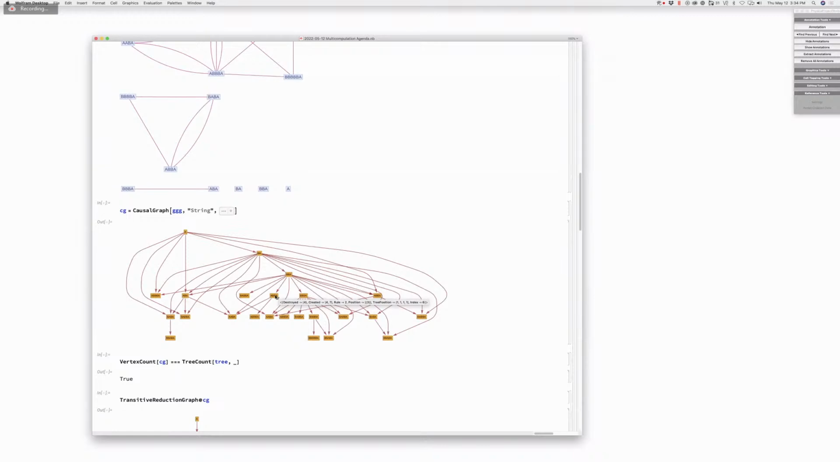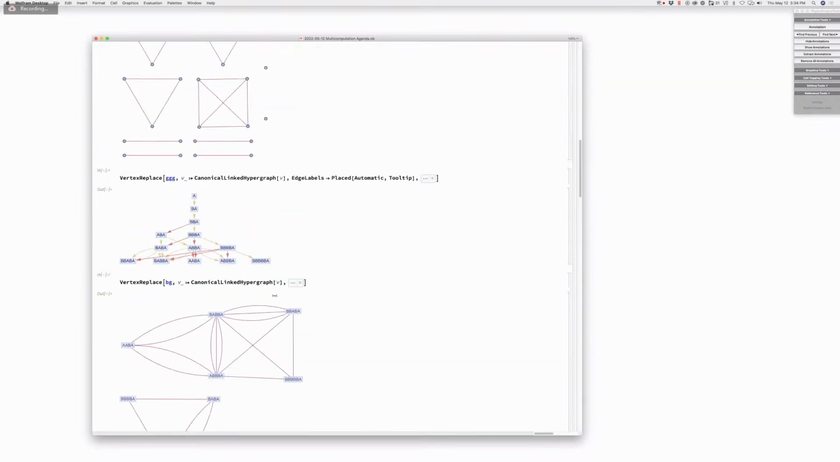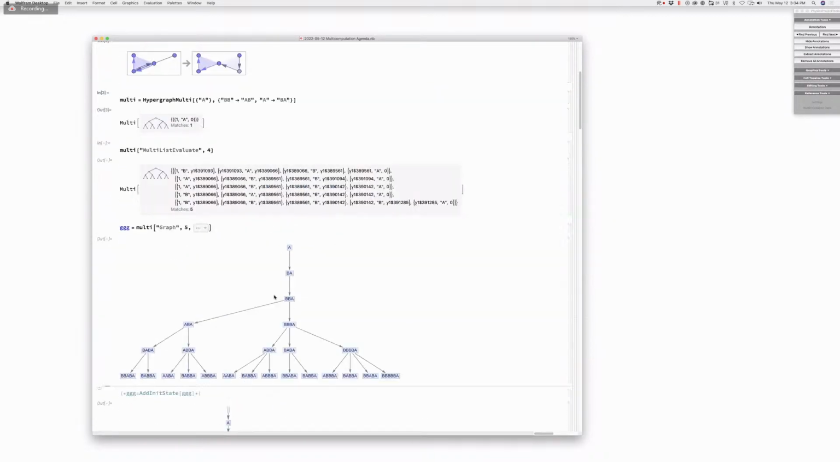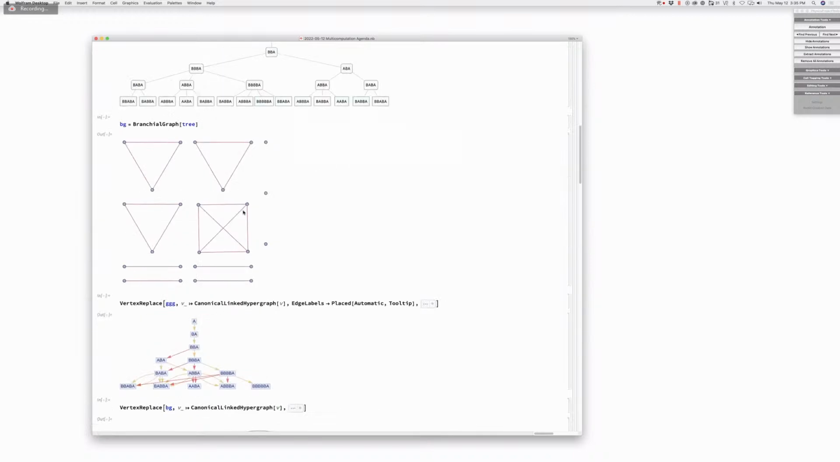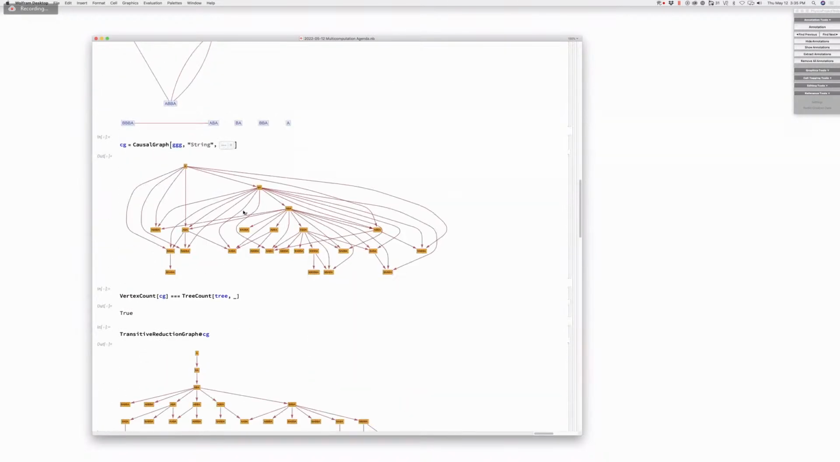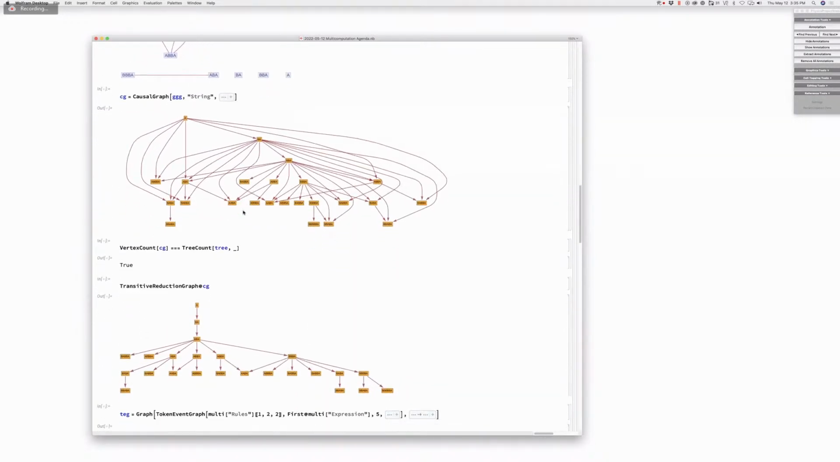In the token event graph view of this, which maybe you're going to get to, the tokens here are always the hyperedges. And then the events, in this case, will be that one consumes two tokens to generate two tokens. But maybe you're going to show that picture. Yeah, I think I have something later.